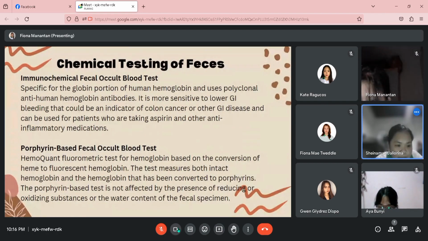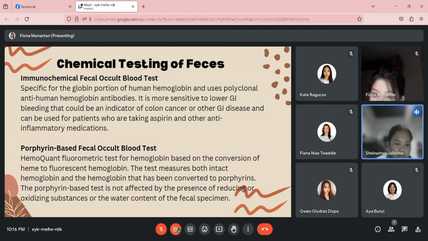The last one is the porphyrin-based fecal occult blood test. HemoQuant is a fluorometric test for hemoglobin based on the conversion of heme to fluorescent porphyrins. The test measures both intact hemoglobin and the hemoglobin that has been converted to porphyrins. As hemoglobin progresses through the intestinal tract, bacterial actions degrade it to porphyrin that the guaiac fecal blood test cannot detect, thereby making the HemoQuant test more sensitive to upper GI bleeding. False negative results from upper gastrointestinal bleeding can be seen with the GFOBT.